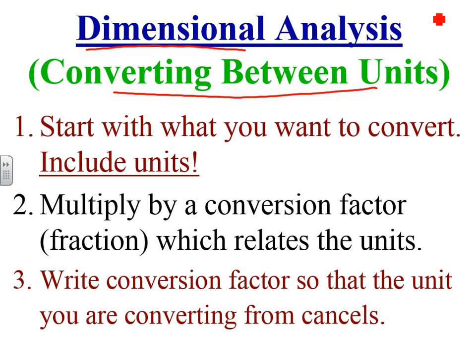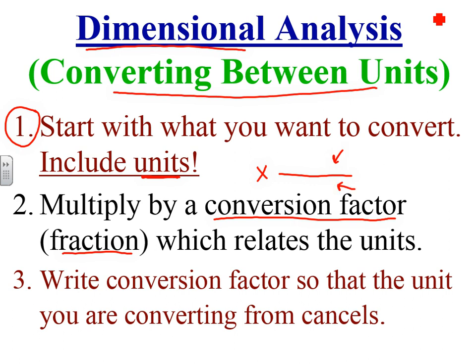So what you do, rule number one, is you start with what you want to convert. Make sure to include the units. The units, remember, is what comes at the back of the number. Then you multiply by what's called a conversion factor, and this will be the relationship between the two units you want to convert. And this will be a fraction. So in other words, it'll look like this. You'll multiply by a fraction, and something will go up here and something will go down here.